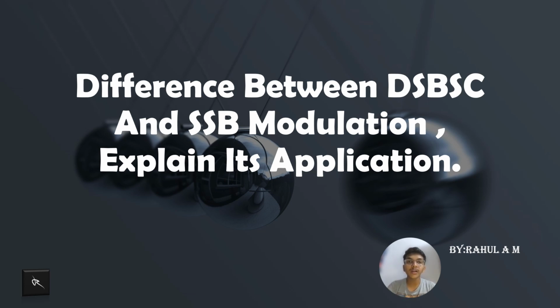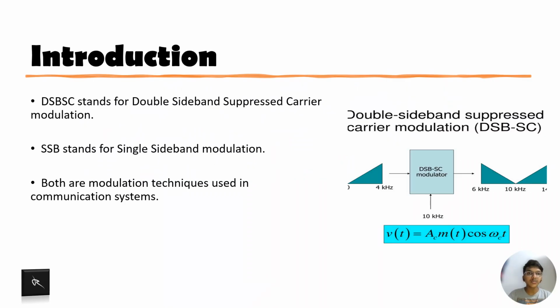This is Rahul AM. Today let us discuss the difference between DSBSC and SSB modulation and its application. Here is the introduction. DSBSC stands for double sideband suppressed carrier modulation. SSB stands for single sideband modulation. Both are modulation techniques used in communication systems.